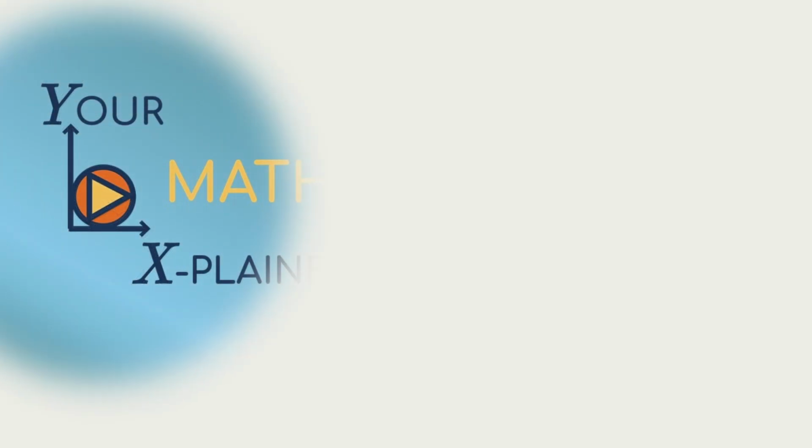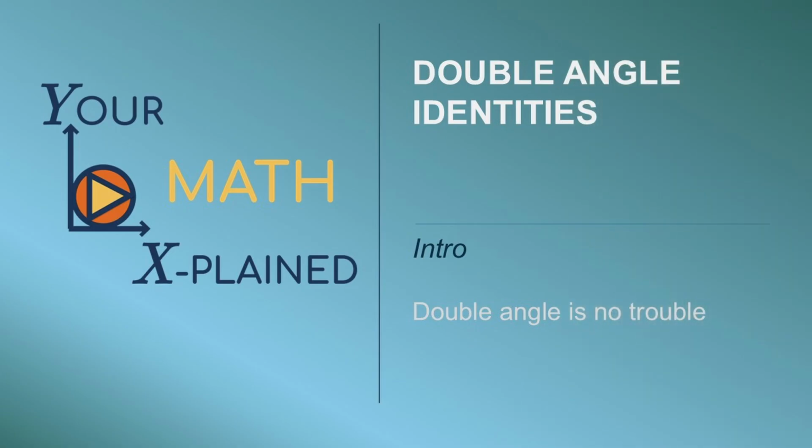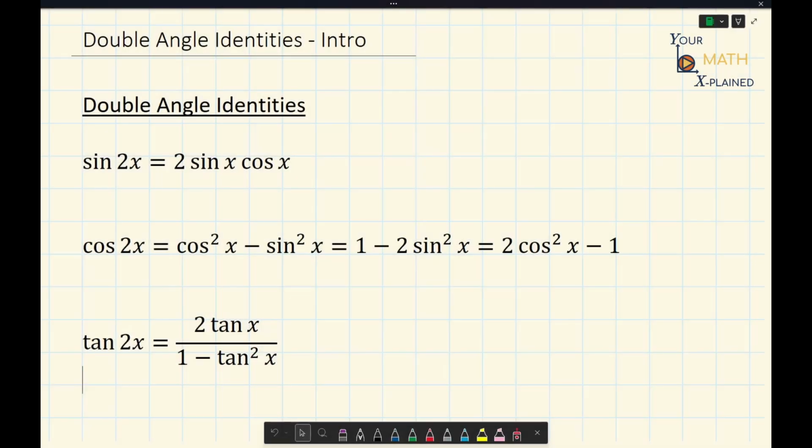My name is Angela. Today, we're stepping into one of the most powerful tools in trigonometry, double angle identities. These identities let us take a double angle, like 2 theta, and express all the trig functions of it using trig functions of just theta. And they appear everywhere, in calculus, in physics, in simplifying expressions, and in solving trig equations. So let's take a look at what they are.